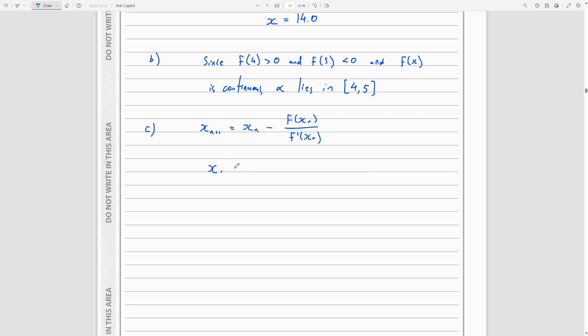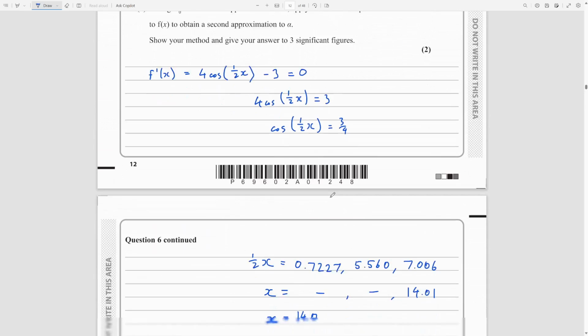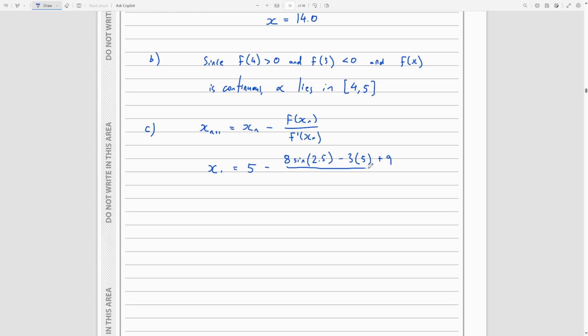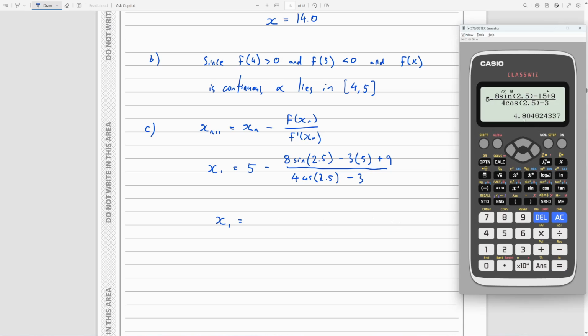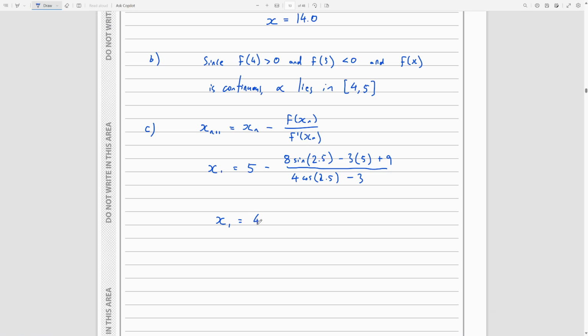So for us, our x naught was 5. So it's going to be 5 minus f of 5, so that's 8 sine of half of 5, so 2.5, minus 3 times 5 plus 9, because that was the formula here, divided by the derivative at 5. We've already differentiated above, and the derivative was 4 cos half x, so 4 cos 2.5 minus 3. And you really can just key this all into your calculator. And when I do that, I get 4.80 to 3 significant figures.